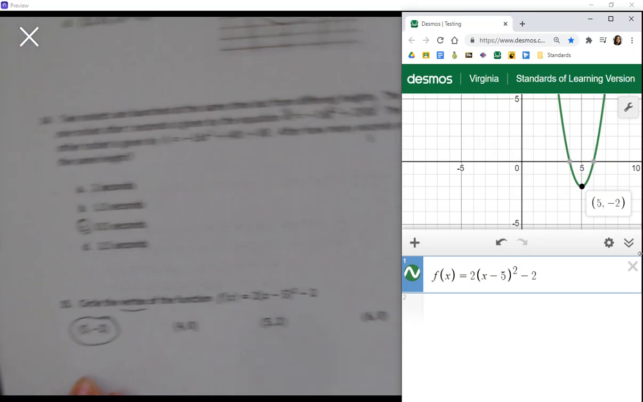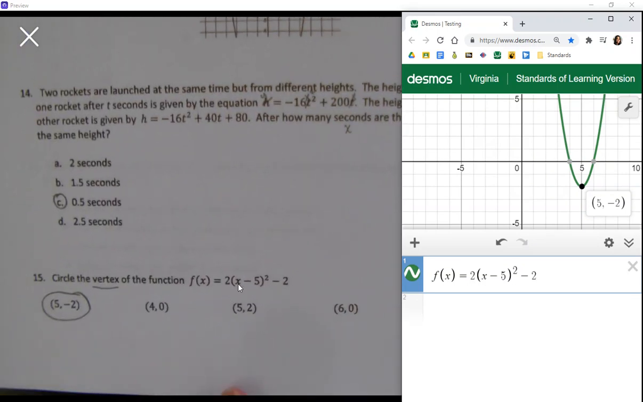Now remember that this is something that we did learn, this is in vertex form right here. So whenever it's in vertex form, you can just pick your vertex. So you take the opposite of this. So negative 5 would give you your positive 5. And the number on the outside is your y-coordinate, which is negative 2. Or you can just graph it.